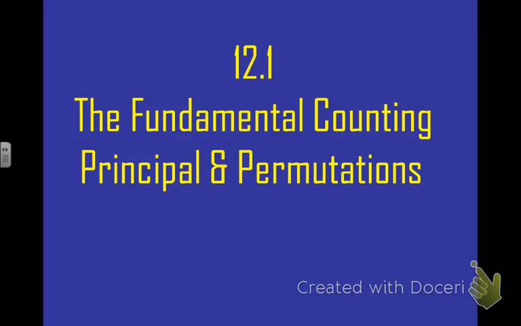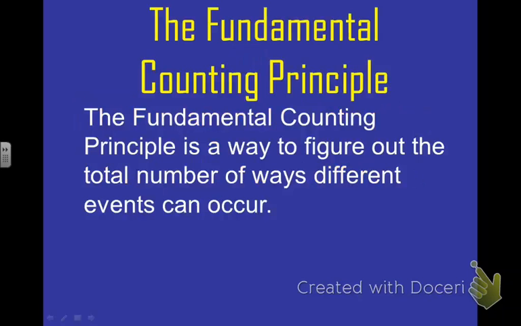With this first section, we're just going to talk about the fundamental counting principle because it is a lot of fun. Fundamental counting principle is a way to figure out the total number of ways different events can occur. So if I go out to dinner and I look at that menu, it's got all these different entrees, all these different appetizers, all these different drinks. It's basically going to tell me how many different ways I could possibly order.